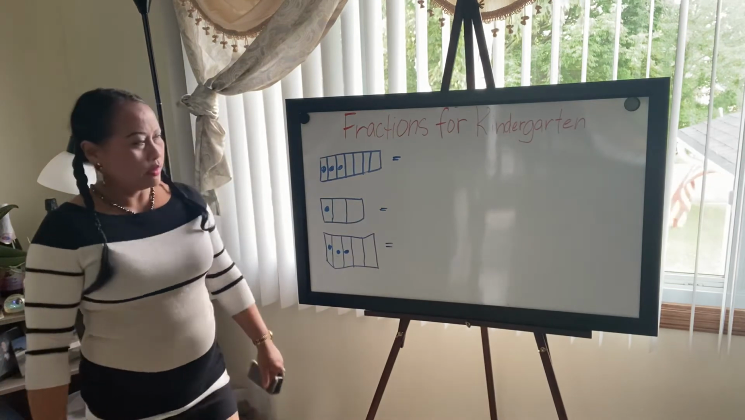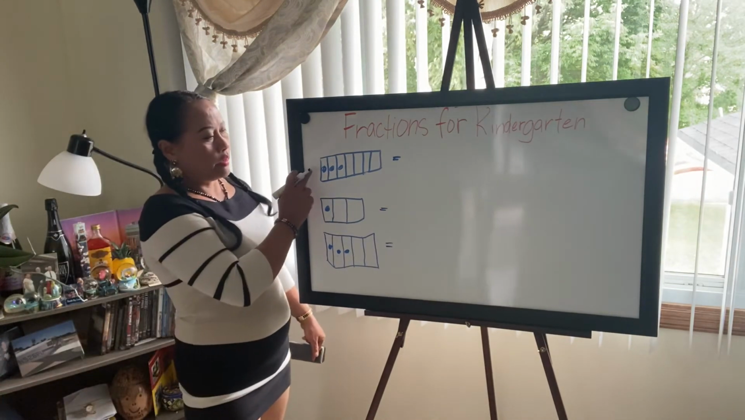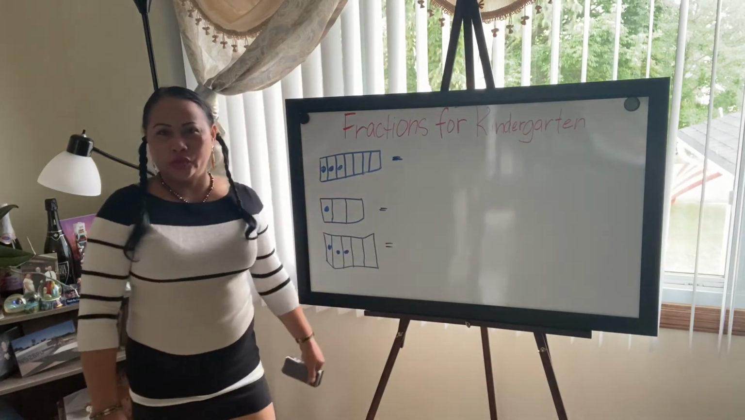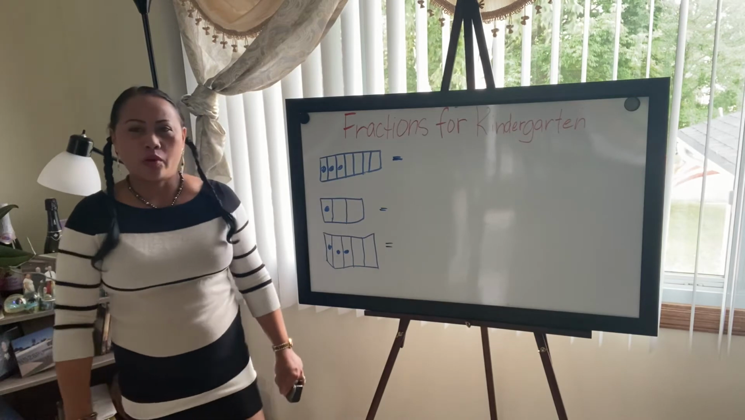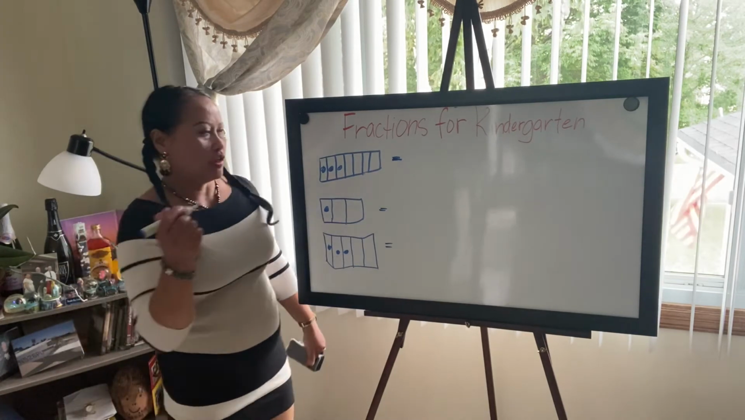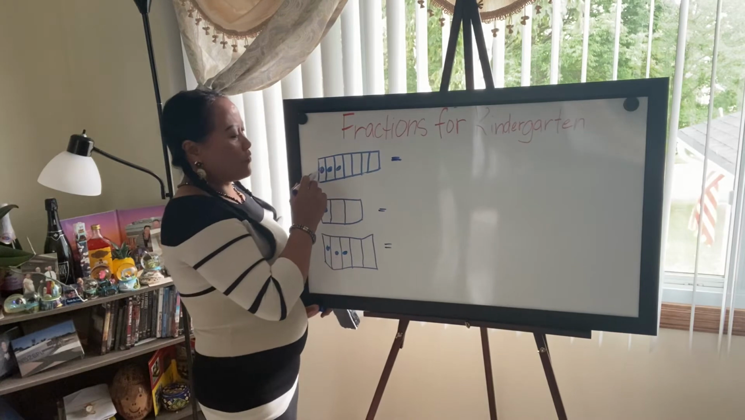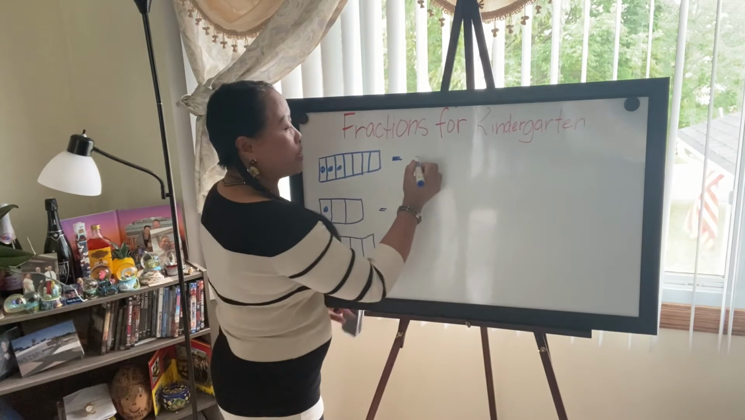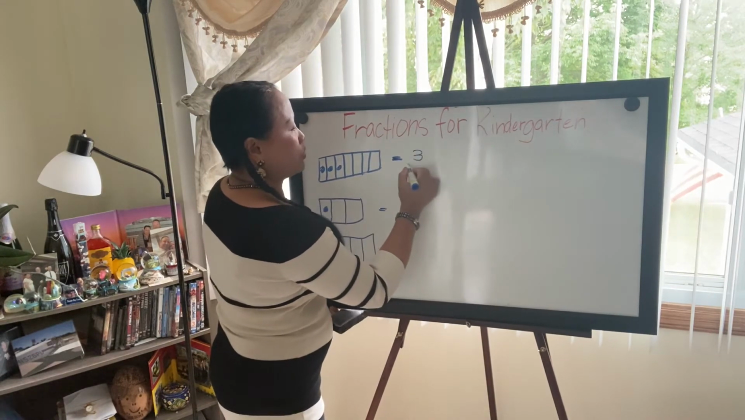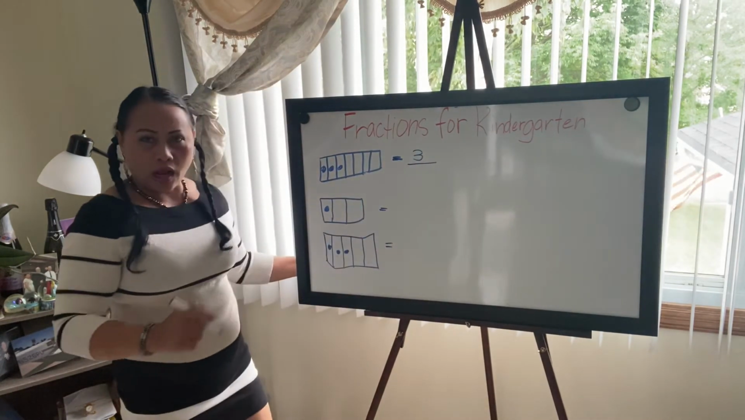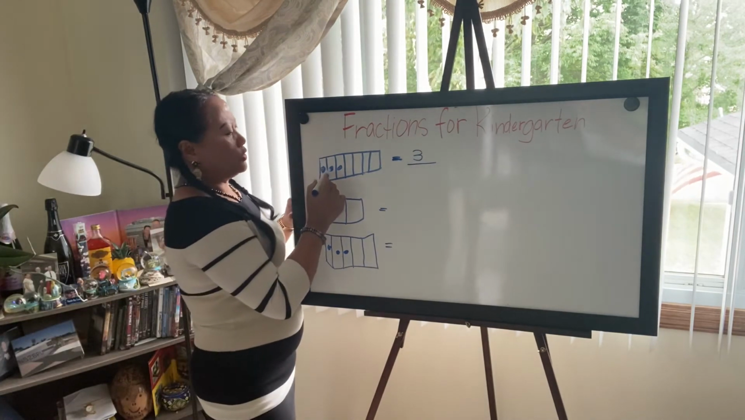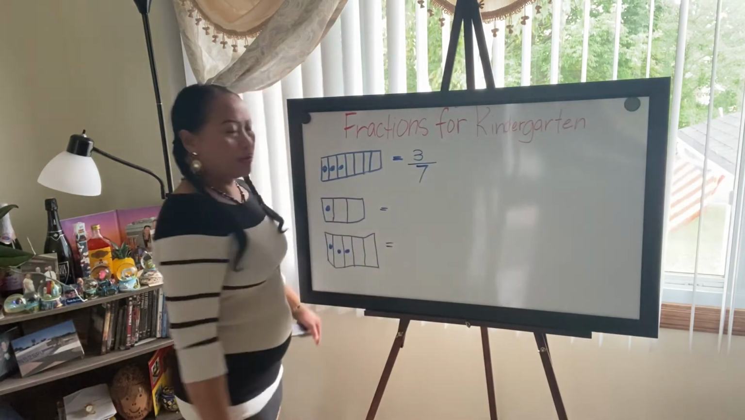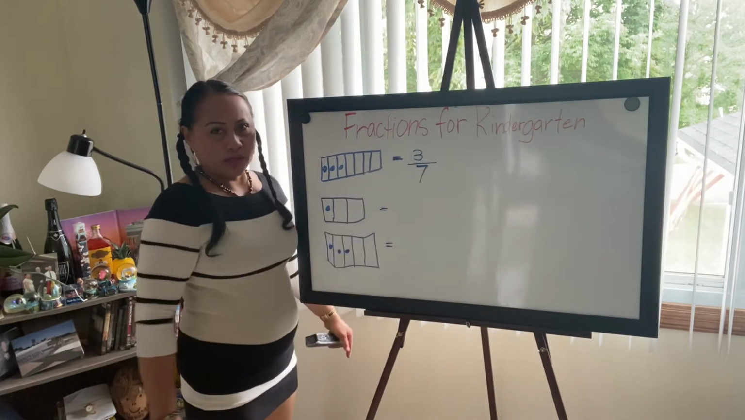Okay, Amy, exercise number 1. The first thing to do is count the shaded part and translate it into a fraction. So 1, 2, 3. Right here, 3 is the numerator. And then count all the parts: 1, 2, 3, 4, 5, 6, 7. So now the fraction is 3 over 7.